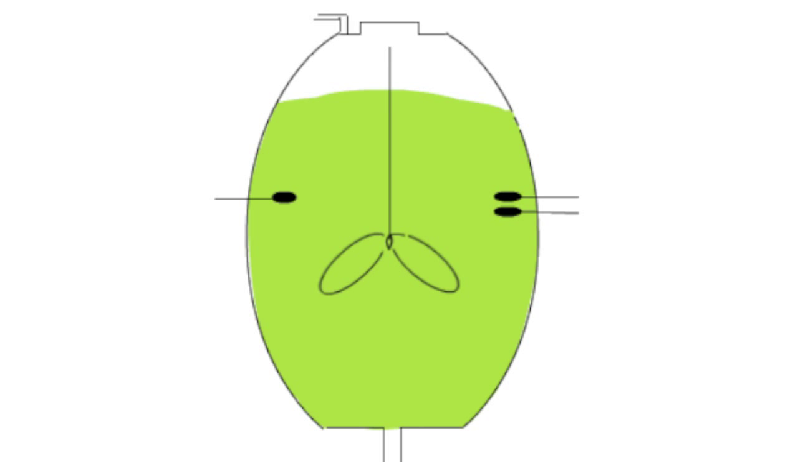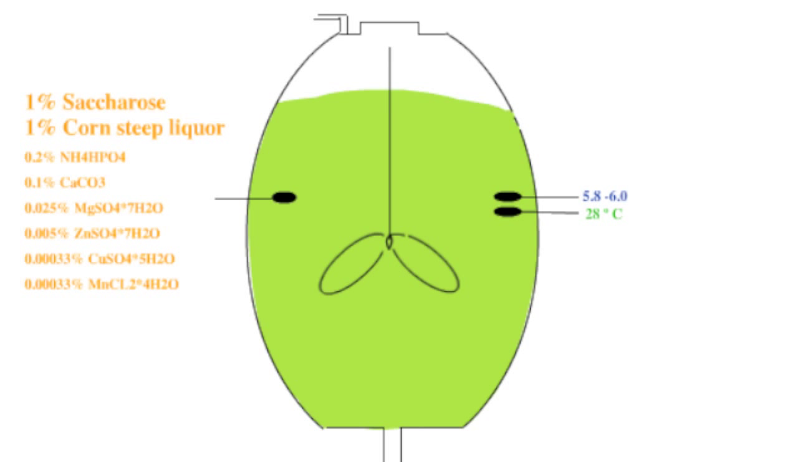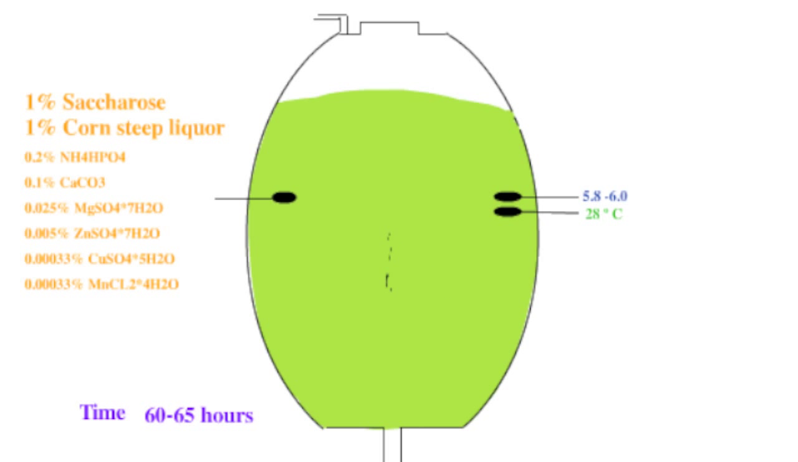The fermenter must have special conditions: pH between 5.8 and 6, temperature at 28 degrees Celsius, saccharose as carbon source, low phosphate concentration, and trace elements. The fermentation must go on for a period of 60 to 65 hours.